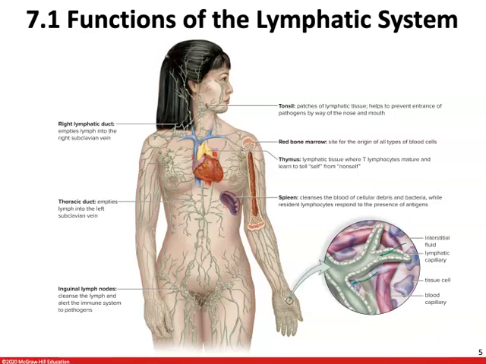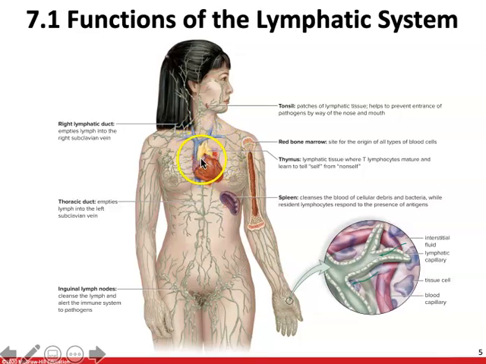This diagram is an excellent overview of the different organs and vessels of the lymphatic system. So we have the tonsil right up here. This is just a patch of lymphatic tissue that helps prevent the entrance of pathogens by way of the nose and mouth. Then we travel down into the red bone marrow. This is just the site and origin of all types of blood cells. And of course, the circulatory system and the lymphatic system are very closely related.